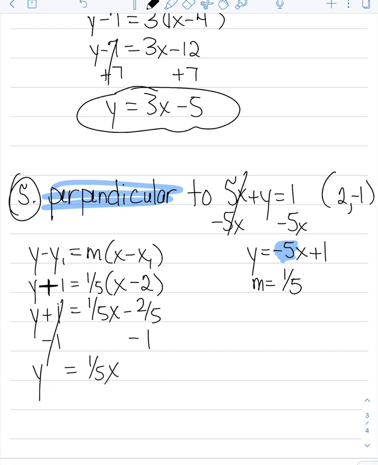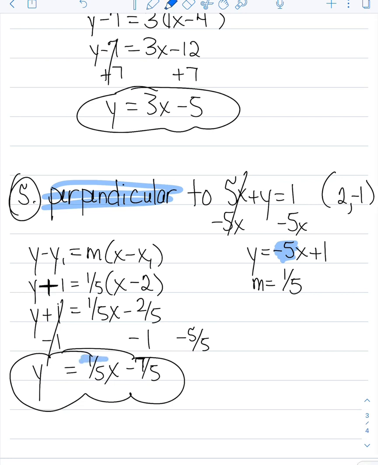And remember, 1 as a fraction is 5 over 5. So negative 2/5 minus 5/5 is going to give us minus 7/5. So this equation, y equals 1/5 x minus 7/5, is perpendicular to this equation. And I know that because the slope is a negative or an opposite reciprocal.